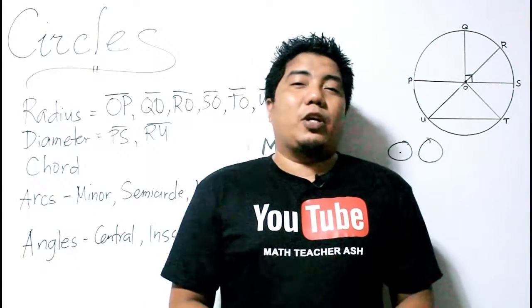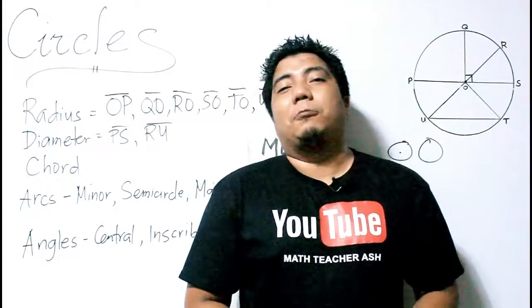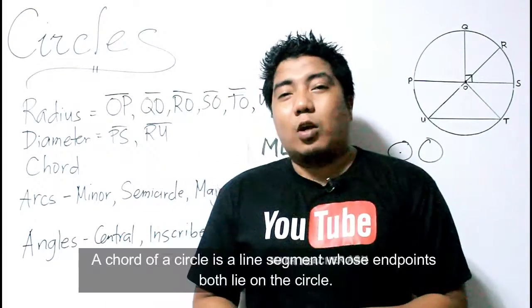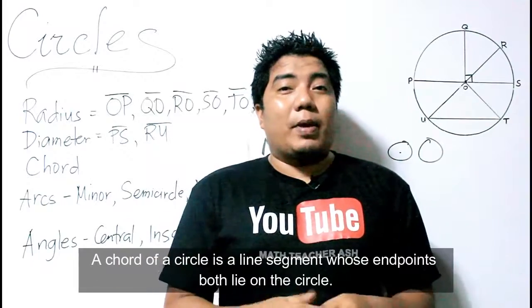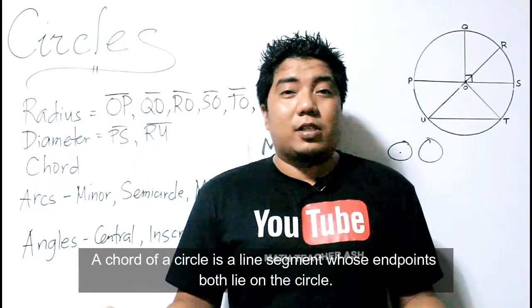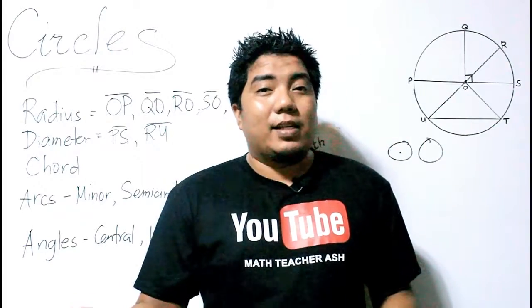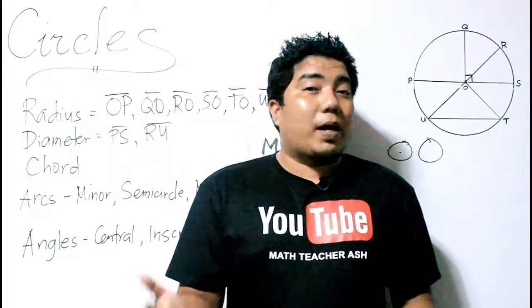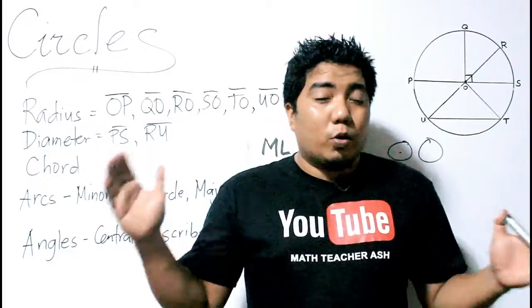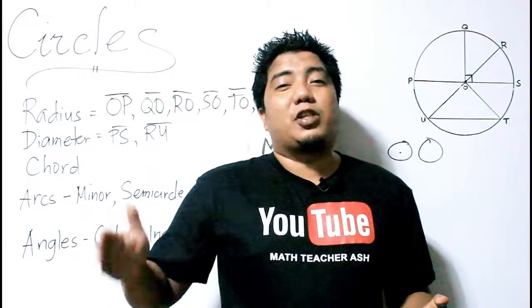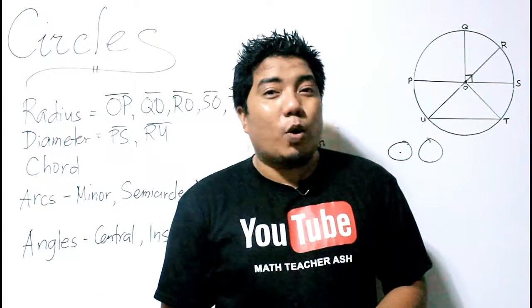Remember, as I've said earlier, diameter is a chord. By definition, the chord is a line segment in which the two endpoints are part of the circle, regardless of whether it passes through the center or not. As long as the two endpoints are part of the circle, then that is a chord.